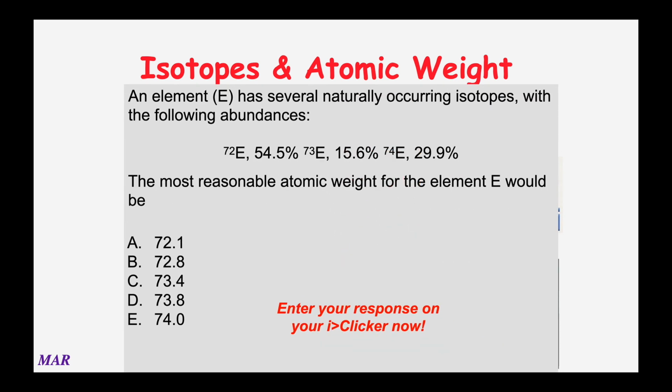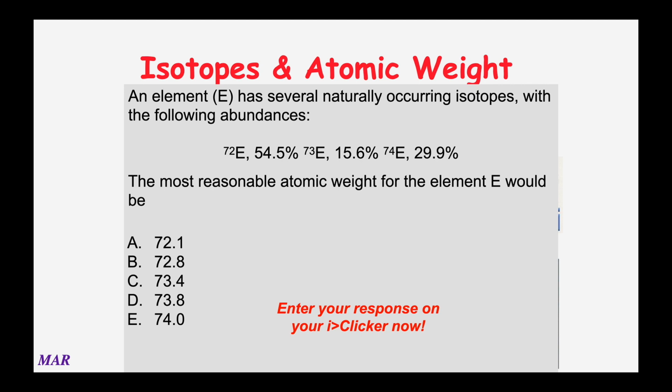Here's a problem. You've got 3 different isotopes, all right, 72, 73, and 74, and it's some random element E, okay? And the question is, which of these is the most reasonable atomic weight?